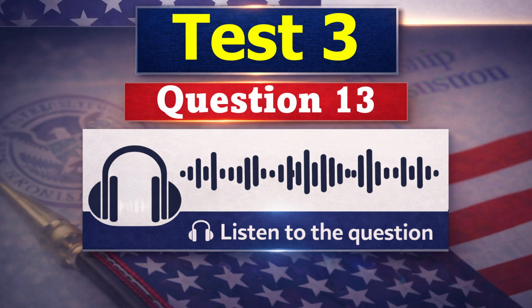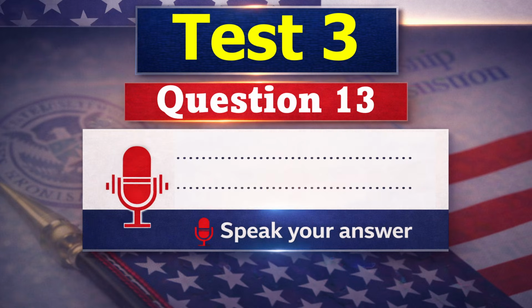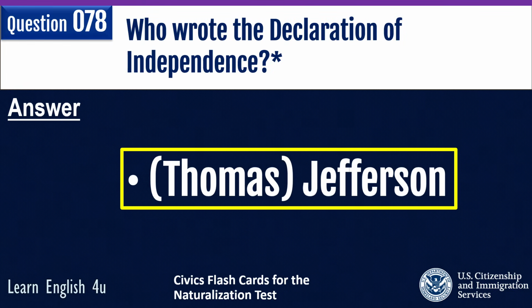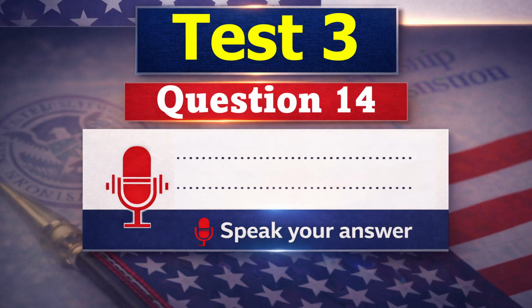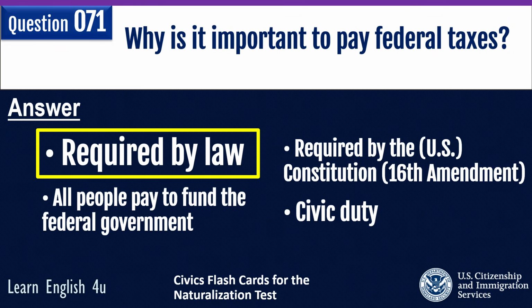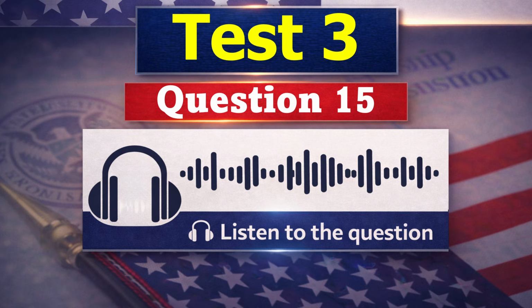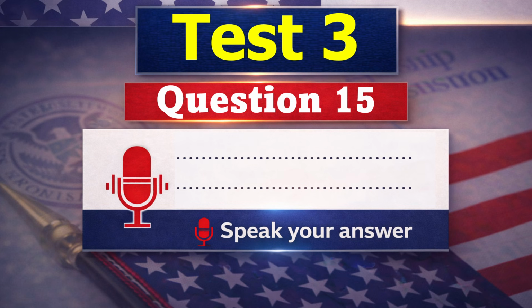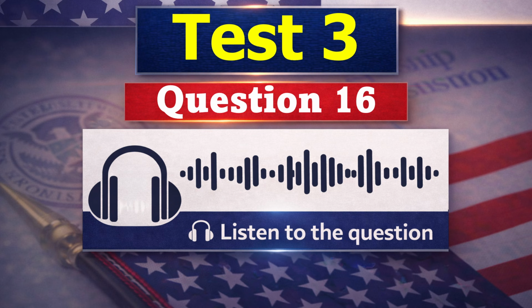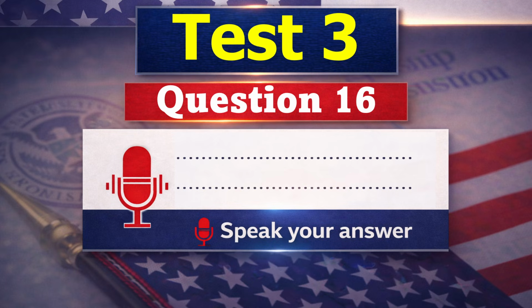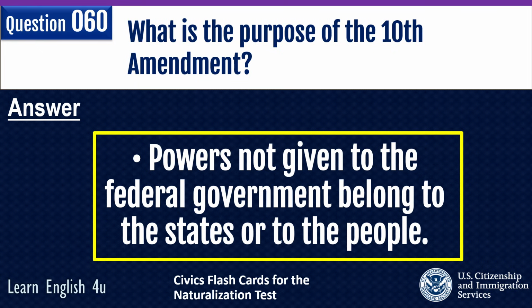Who wrote the Declaration of Independence? Thomas Jefferson. Why is it important to pay federal taxes? Required by law. What is one part of the judicial branch? Supreme Court. What is the purpose of the 10th Amendment? Powers not given to the federal government belong to the states or to the people.